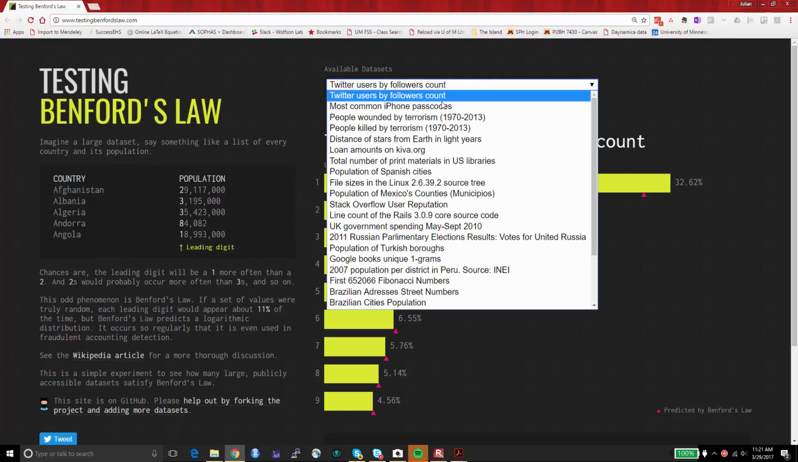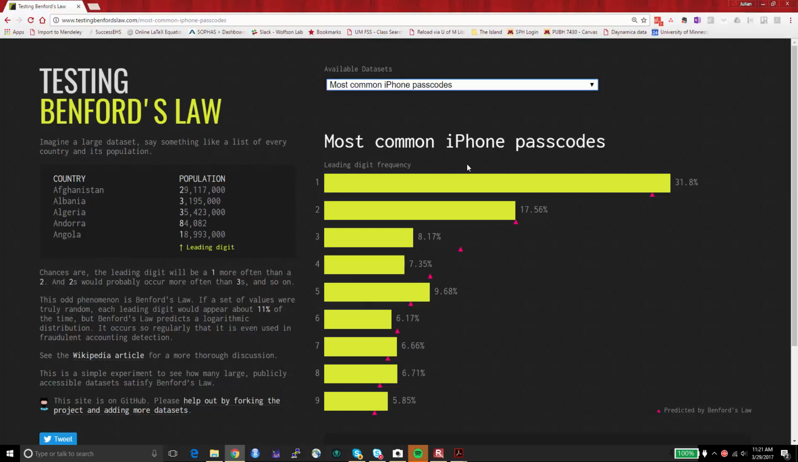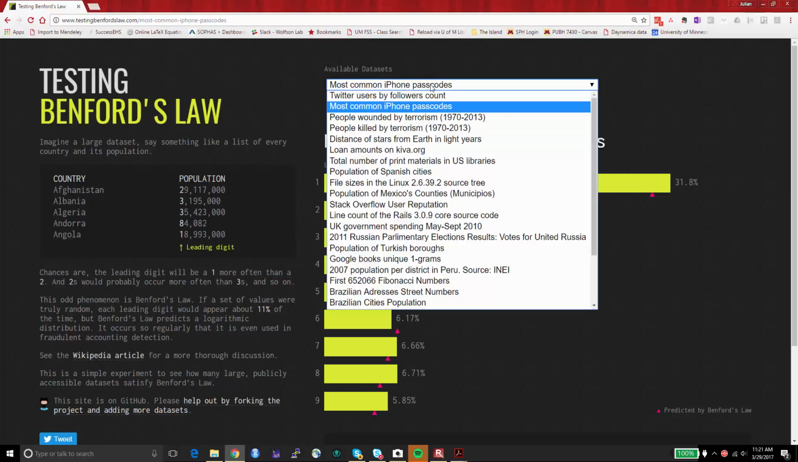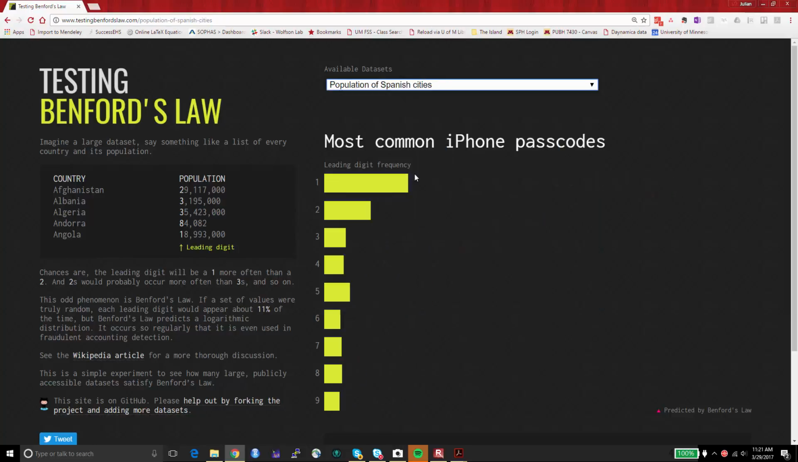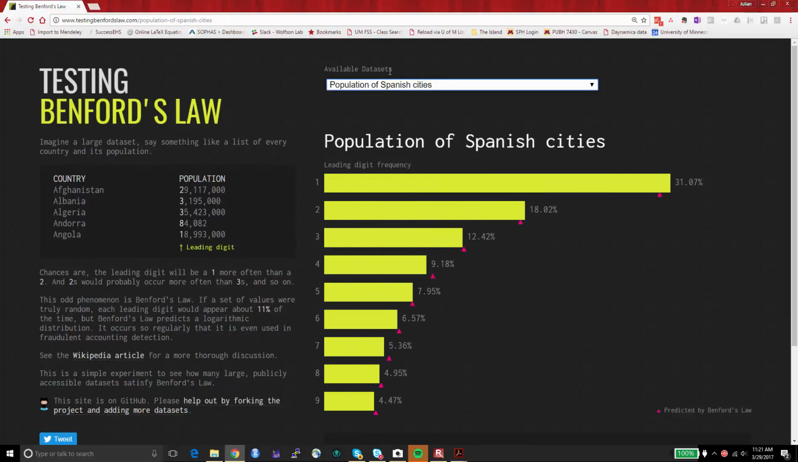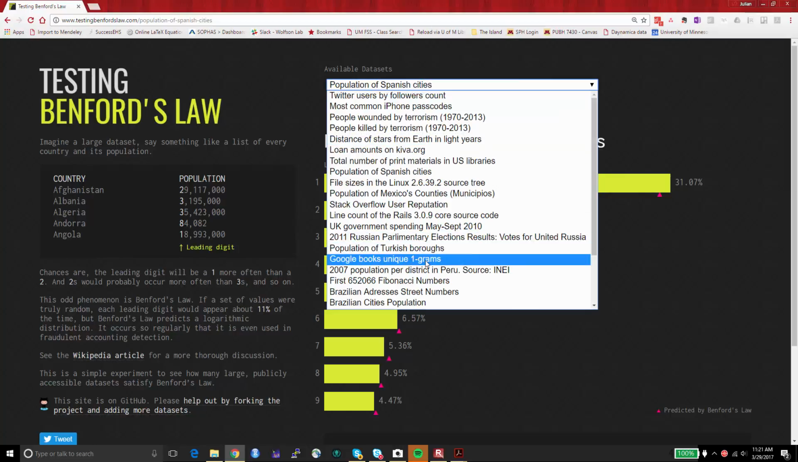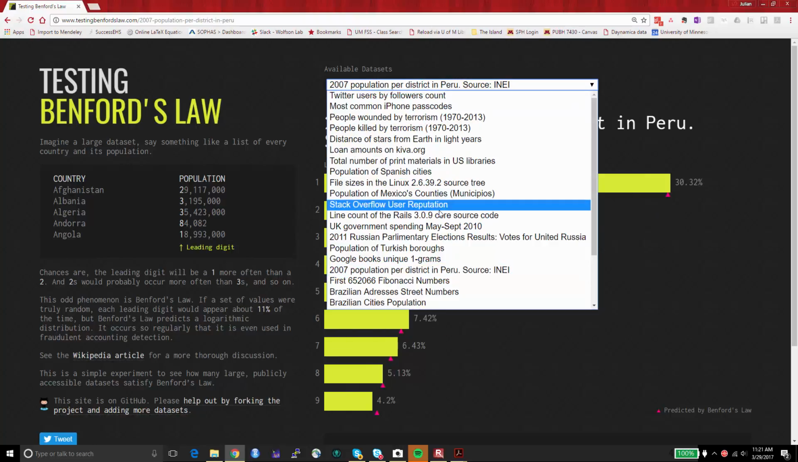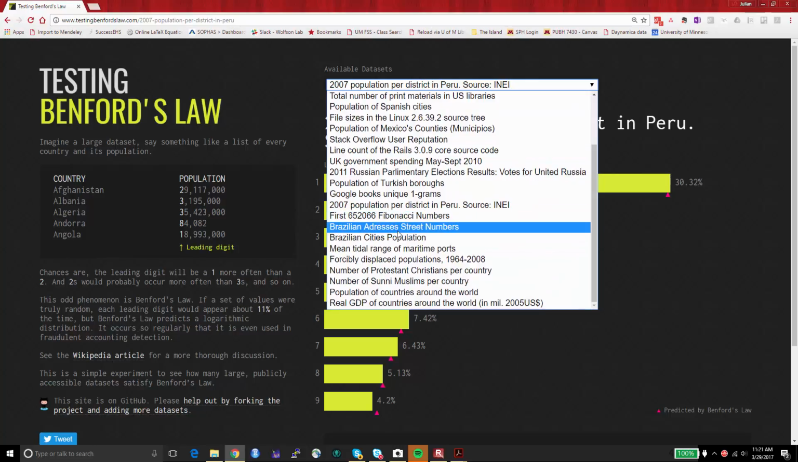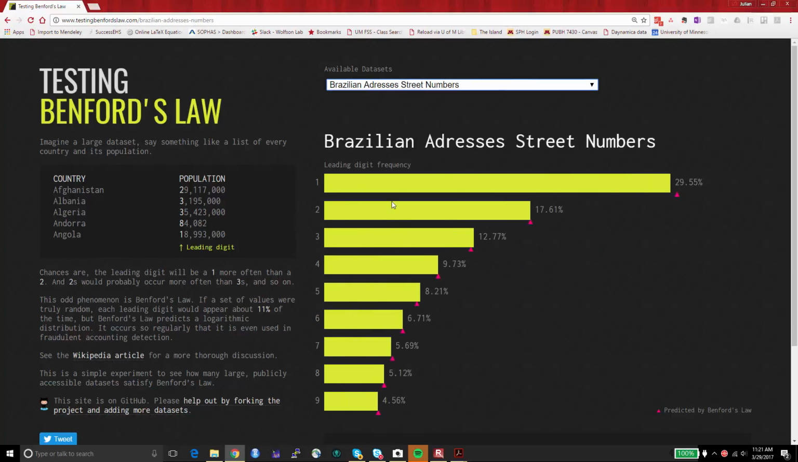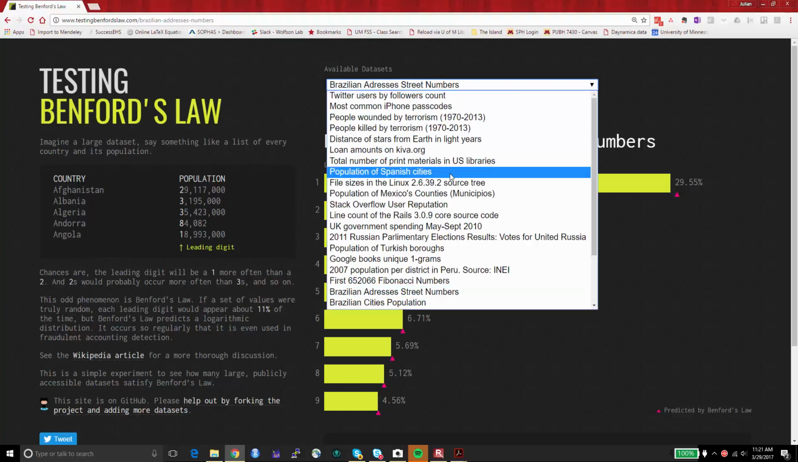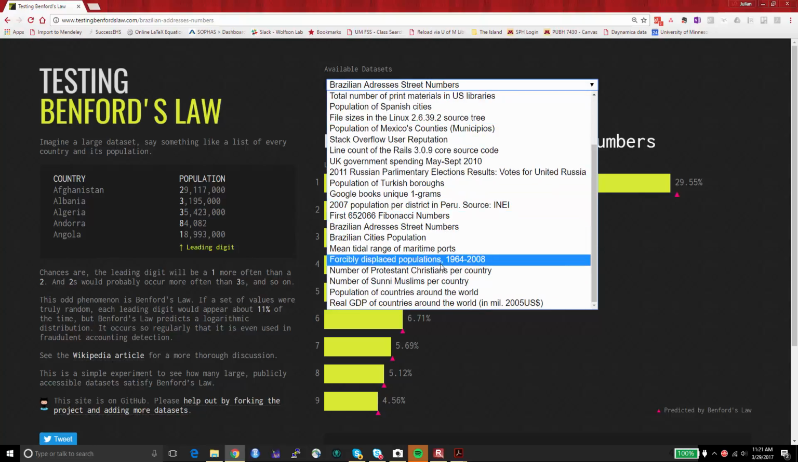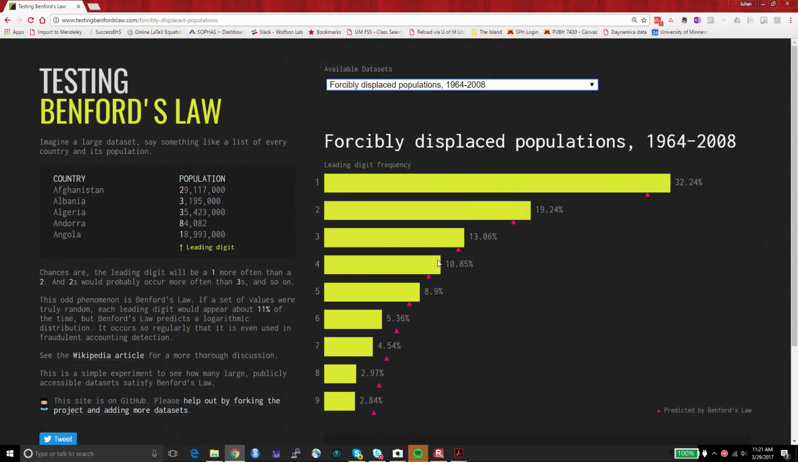Most common iPhone passcodes. What else are we going to look at here? Population of Spanish cities. 2007 population per district in Peru. I could go on for a while. Brazilian addresses, street numbers. These are real data sets, they aren't made up. Somebody's actually collected data on these things, and there's just a ton of them. Forcibly displaced populations from 1994 to 2008.